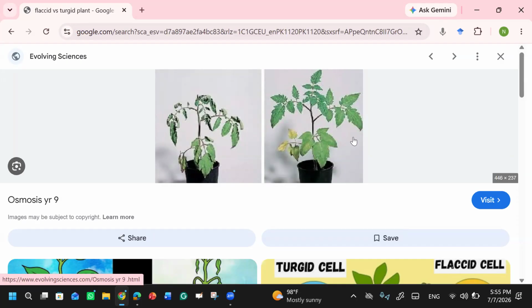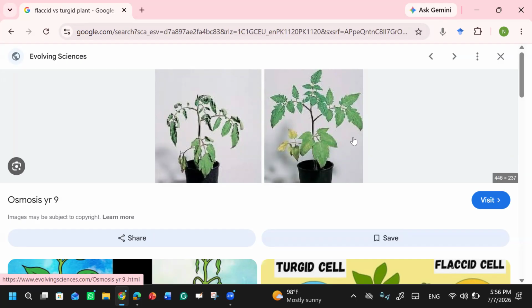Turgid means there is water inside the vacuole. Vacuole is filled with water. When the vacuole is filled, the leaves will be turgid. And when the vacuole is empty or there is less water in the vacuole, then the leaves will be flaccid.